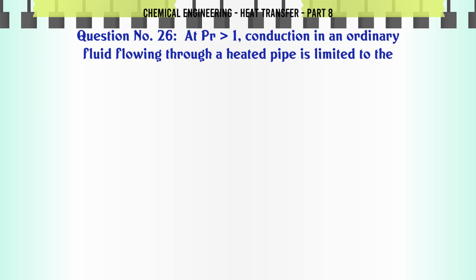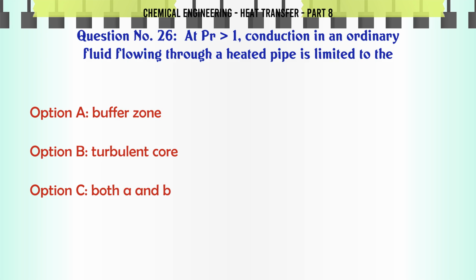At Pr<1, conduction in an ordinary fluid flowing through a heated pipe is limited to the A. Buffer zone, B. Turbulent core, C. Both A and B, D.